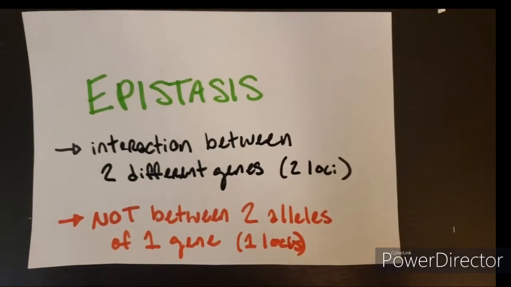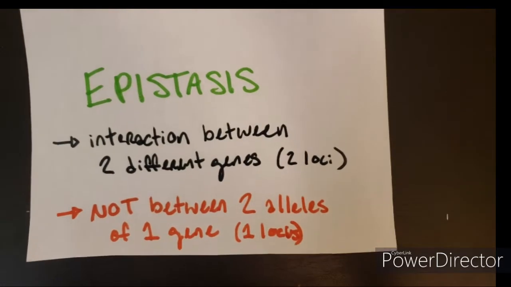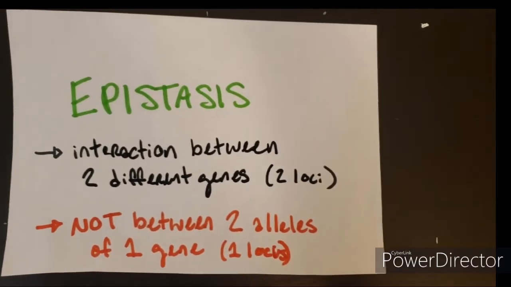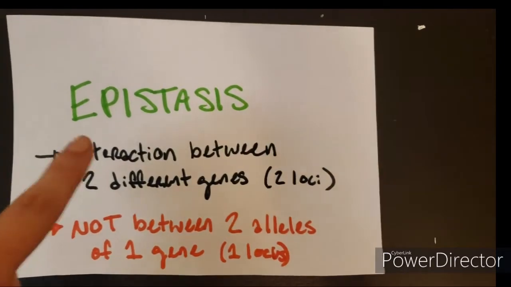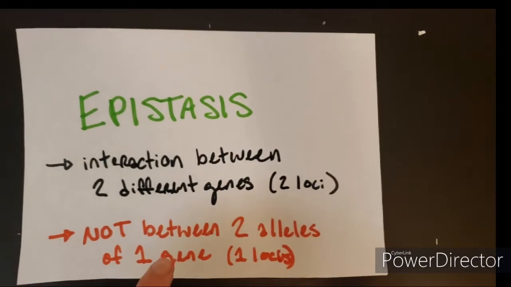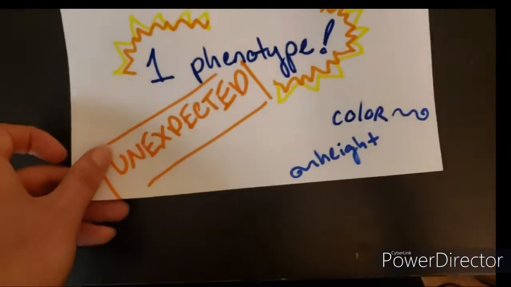Hi, so my name is Natalie Leger, and I'm going to be explaining epistasis, a genetics phenomenon, when the expression of alleles at one gene mask or modify the expression of the alleles from another gene. So this is an interaction between two different genes, two different loci, and not between two alleles from just one gene. So these interactions between multiple genes create just one phenotype.